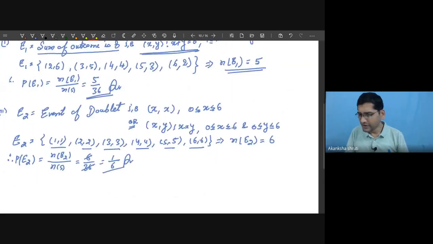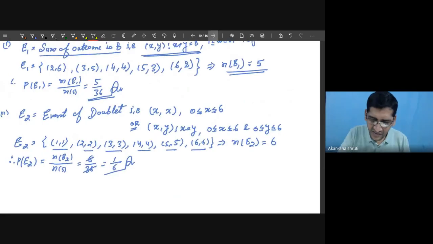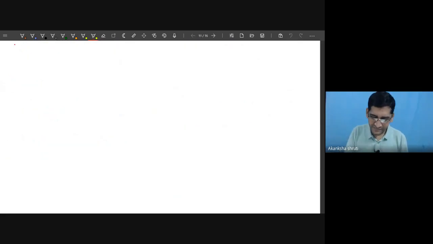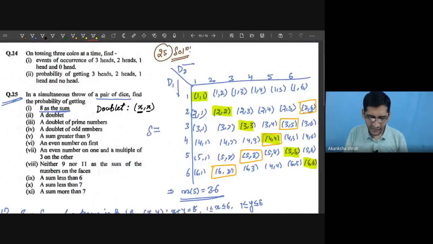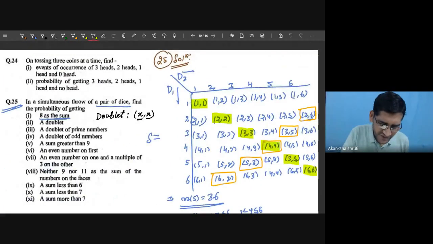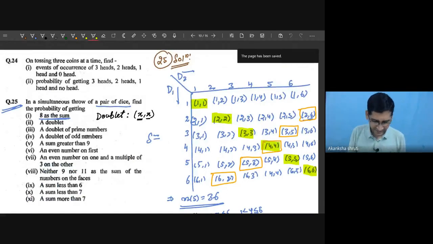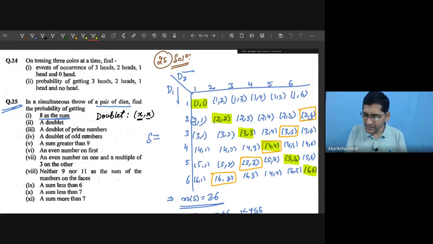So now let us go for the third part. Students, doublet of prime number means from this yellow doublet that we have written, the number should be prime. Means each of x should be prime. Can we take 1 1? Yes, tell me, Achal, can we take 1 1?